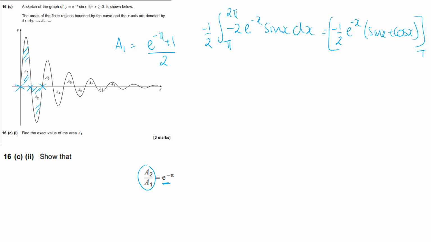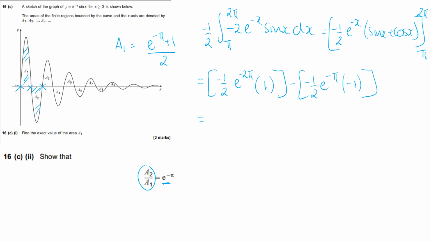Between the limits this time, pi and 2 pi. So putting in our limits, we've got minus a half e to the minus 2 pi. Sine of 2 pi is sine 360, 0. Cos of 2 pi is 1. And then minus a half e to the minus pi. Sine pi is 0 and cos pi, cos 180, is minus 1. We put that limit in on the last one.